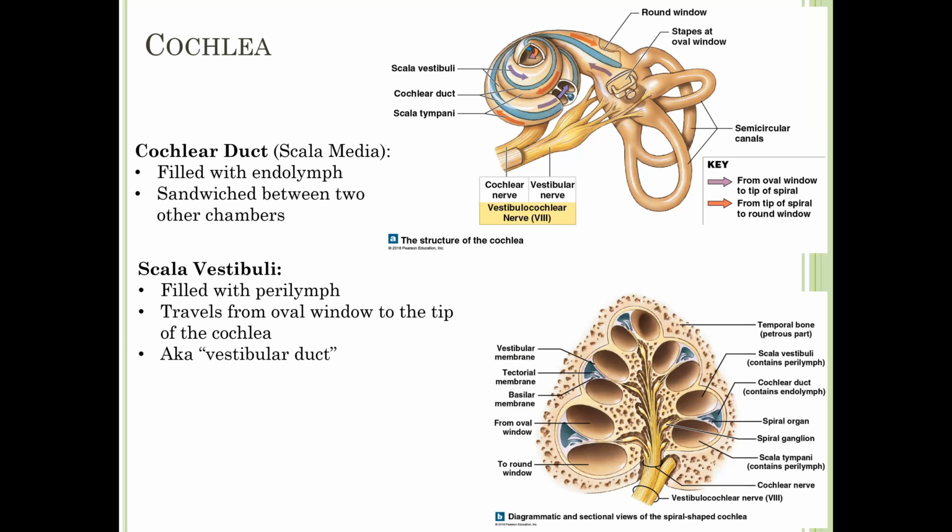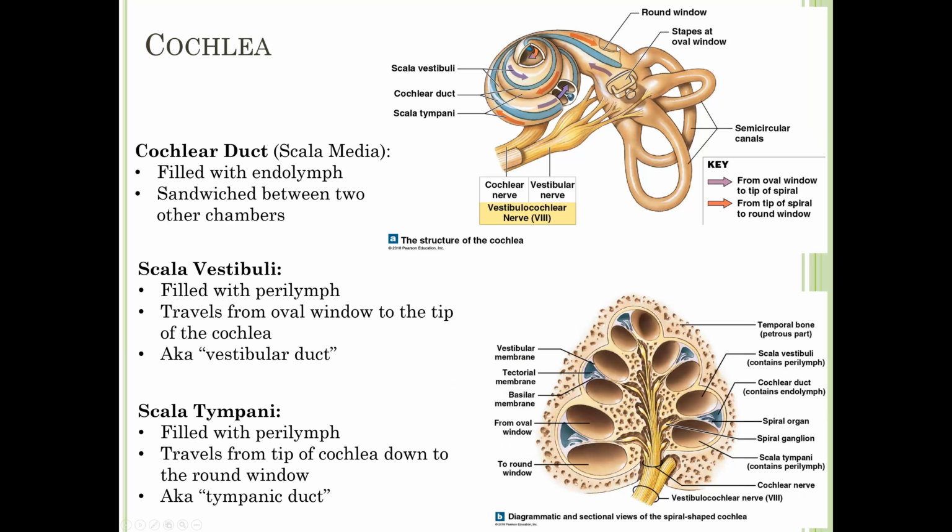We call one of these the scala vestibuli, and again, this is filled with perilymph. The scala vestibuli starts at the oval window, and in this picture up here, it would be the purple arrows. So it's going to travel around, right? And when we look at a cross section like this, the cochlear duct are these little blue areas that you see on the ends, and the scala vestibuli would be the circle above the cochlear duct. This can also be called the vestibular duct.